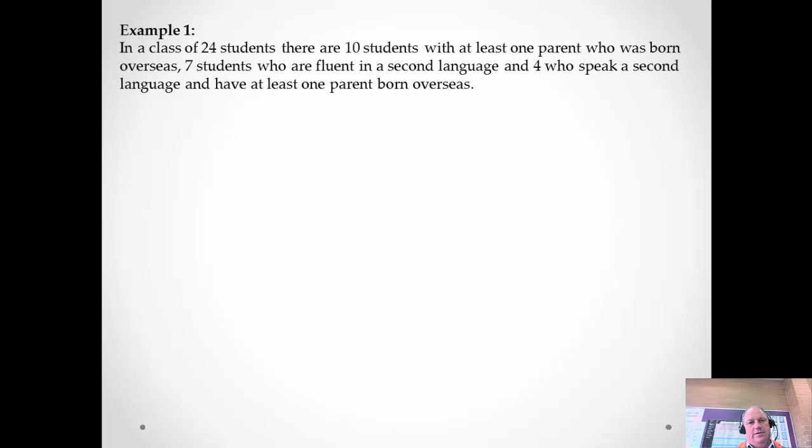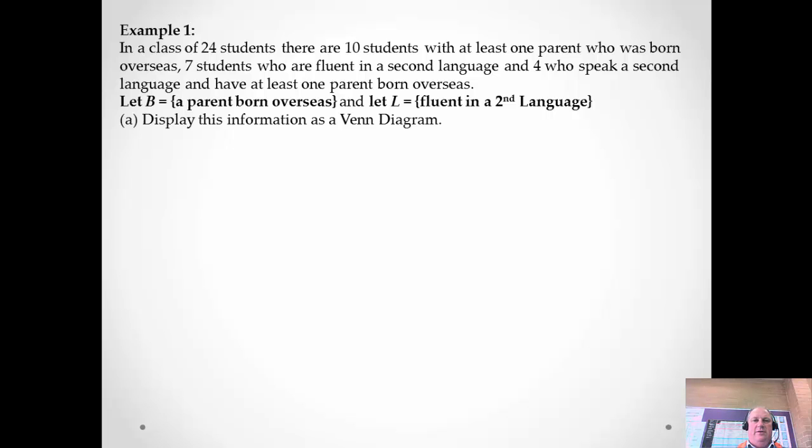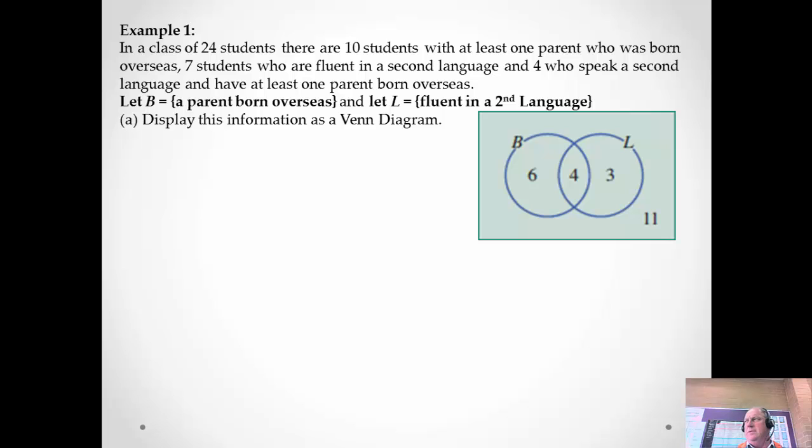Okay, let's look at this example here. We have a class of 24 students. 10 of these students have at least one parent who was born overseas, 7 students who are fluent in a second language, and 4 who speak a second language and have at least one parent born overseas. So the 2 categories in this is parents born overseas, let's call that B, and the students fluent in a second language, let's call that set L. The Venn diagram will end up looking like this.